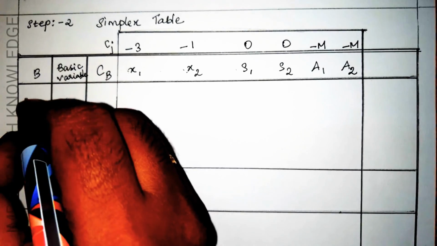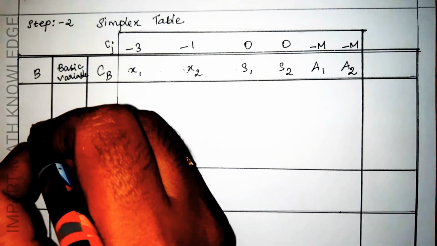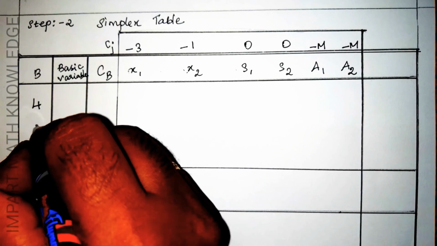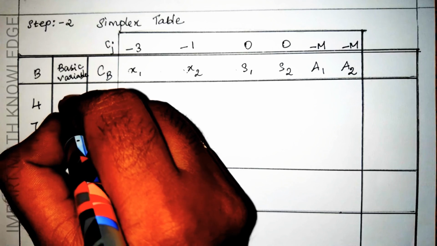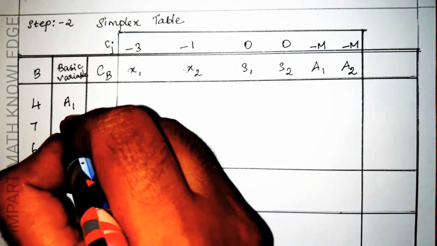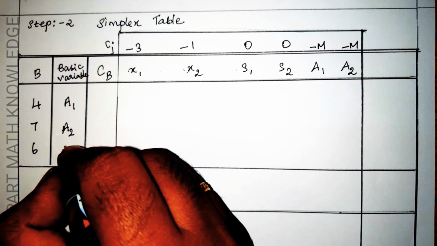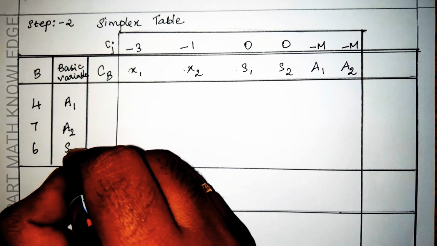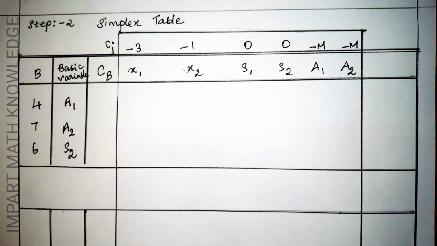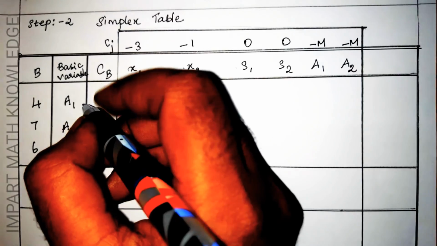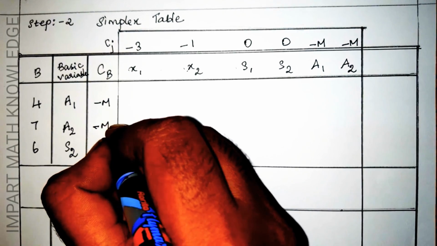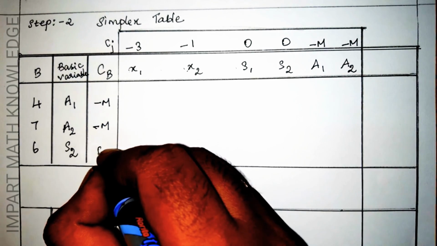Now we have to write the right hand side values. The values are 4, 7, 6. The basic variables are: in the first condition we introduced artificial variable a1, in the second condition artificial variable a2, and in the third condition the slack variable s2. Now we have to write the cost for those variables: -M, -M, and for the slack variable 0.